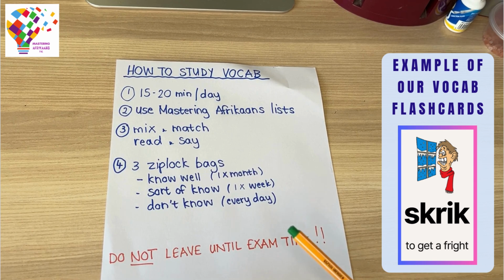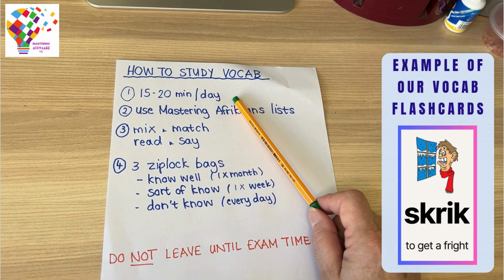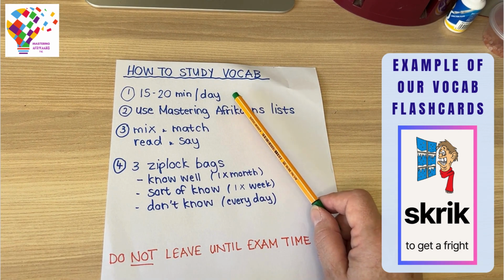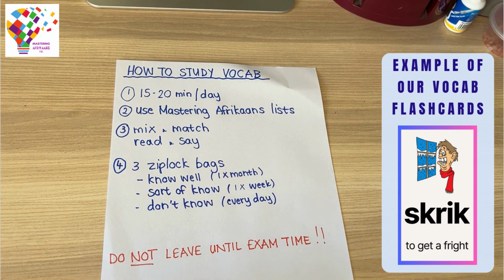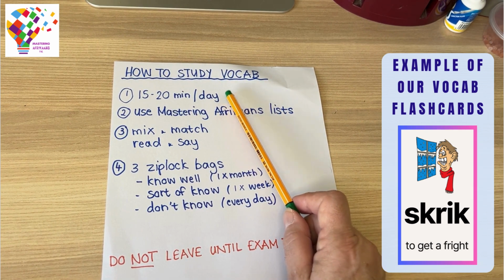Now, with the knowledge that you already have at least hundreds of words that you know through English, you need to focus on the words in Afrikaans that are maybe not similar to English. And this is where studying vocab becomes really important. So the first thing I want to say is, when I show you how to do it, vocab should only be maximum 20 minutes a day. Don't sit for hours on end. If you try and study for hours on end, then you're just going to get bored. So do 15 to 20 minutes a day.